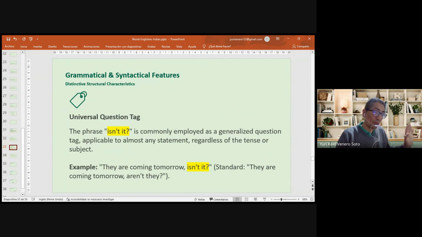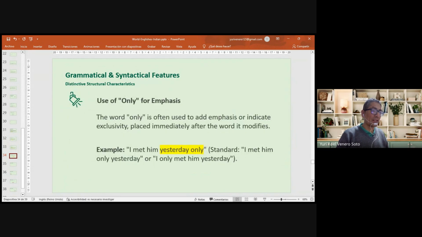So this is a way to say things. Only for emphasis: in this case, we use only at the end, immediately after the word it modifies. So, I met him yesterday only. That is an example. In standard English, you say I met him only yesterday, or I only met him yesterday. But in Indian English, you say I met him yesterday only.